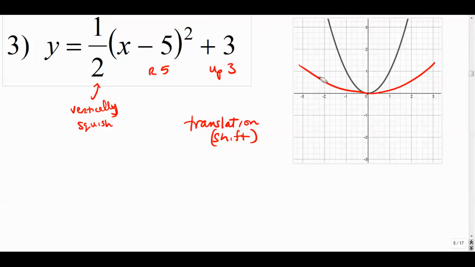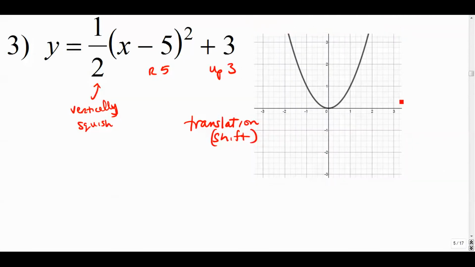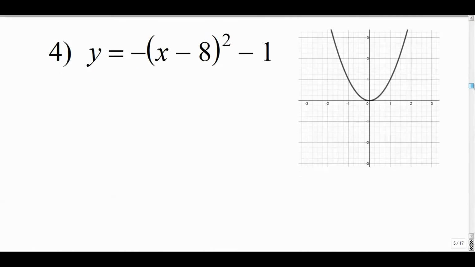So let me get this out of here, and I'll also move this over a little bit. So we're going to go right 5, which is over here, and then up 3, which is like right here. So there's our new vertex, and it's going to be squished down. So it looks something like that. I guess I should have made my graphs a little bit bigger, but we're moving on anyway. Hopefully you're catching on to this stuff.